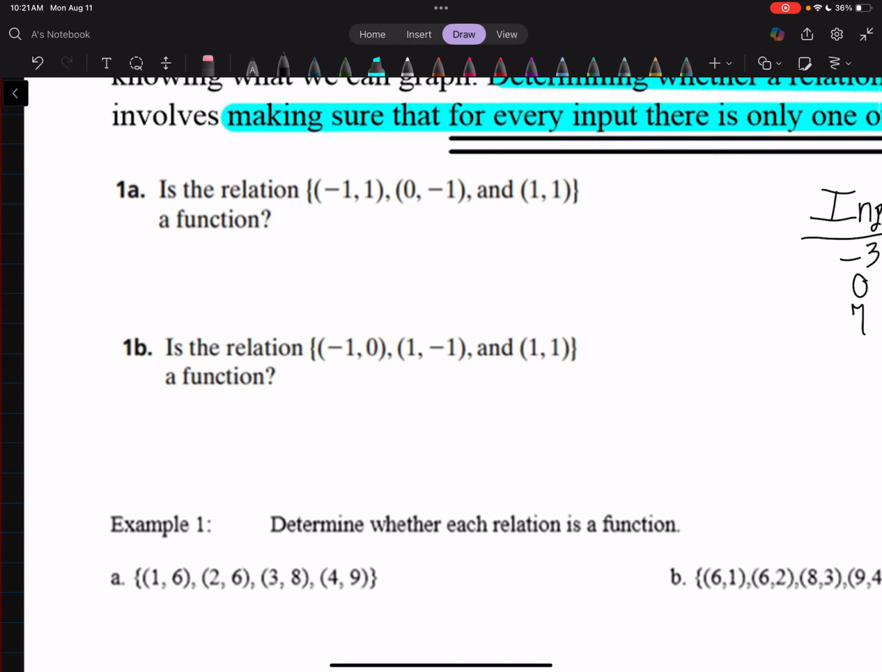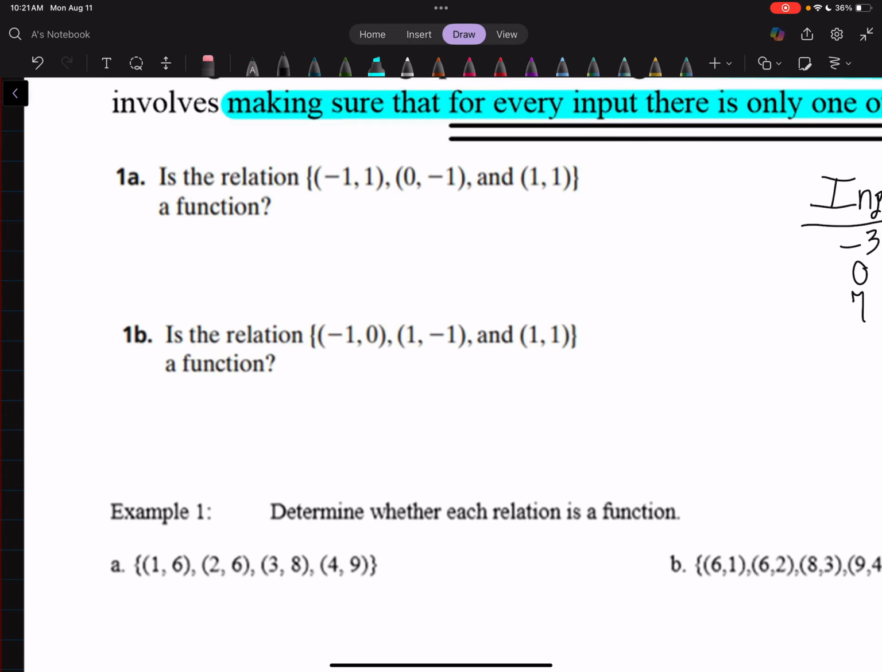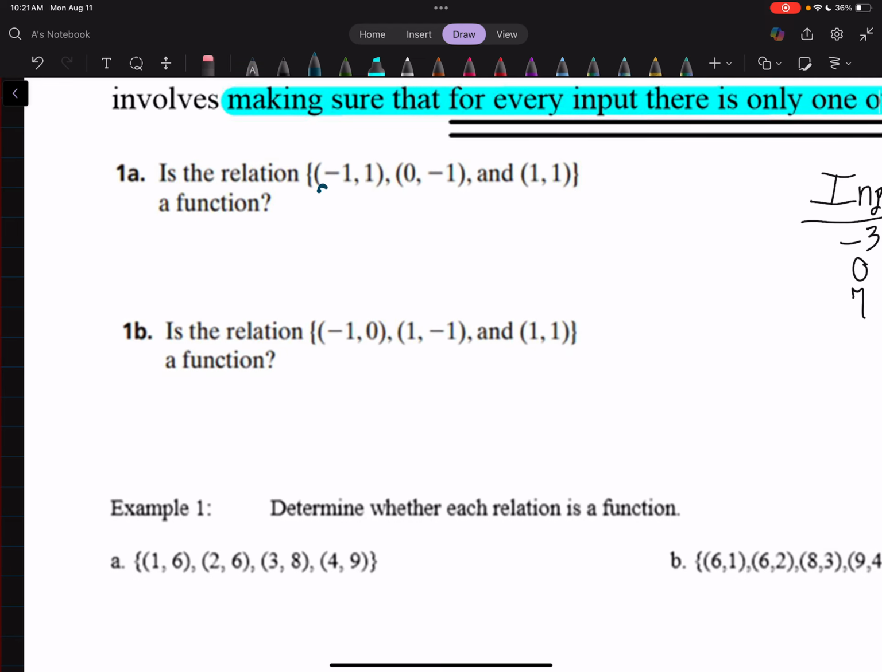So let's start the notes. For 1a, is the relation a function? I'm going to look at my x values, my inputs. I have -1, 0, and +1. These are all different numbers, therefore I know this has to be a function.